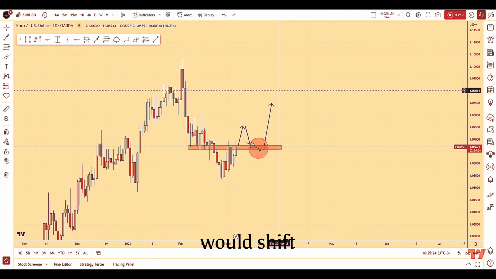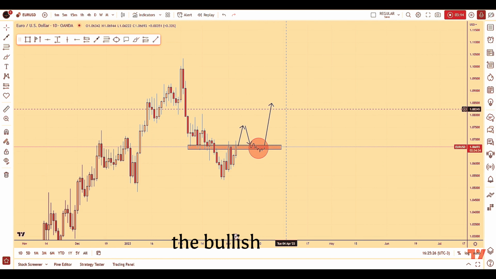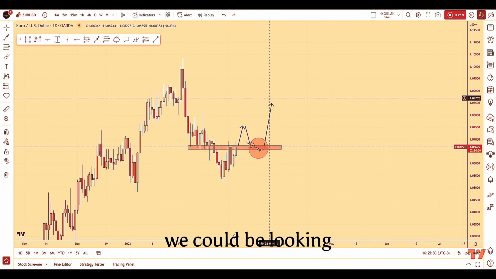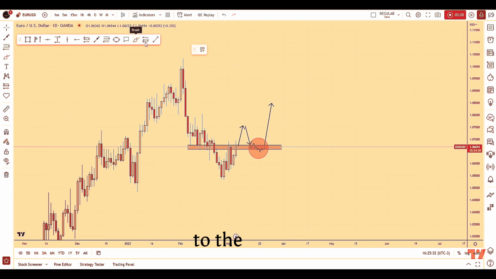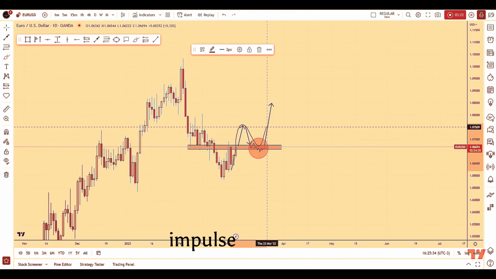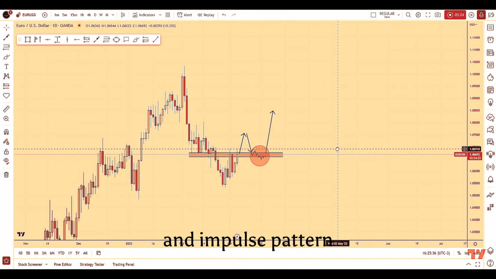And if the market would shift from an intraday bearish to bullish market and provide to us one of our valid entries at that point, we could be looking for a potential rejection to the upside for the market to complete this impulse correction and impulse pattern to the upside.